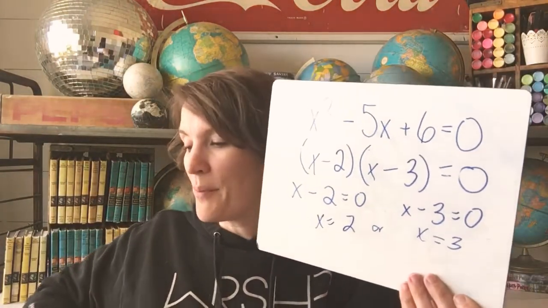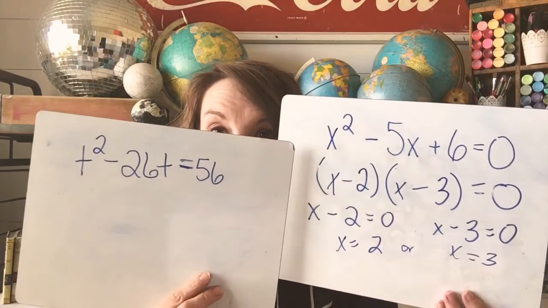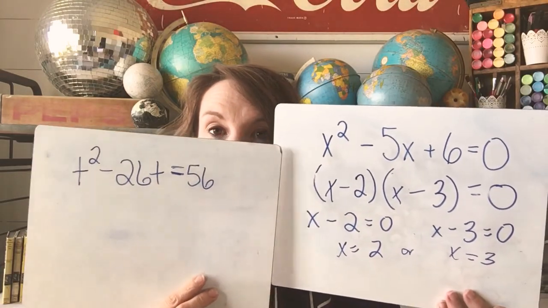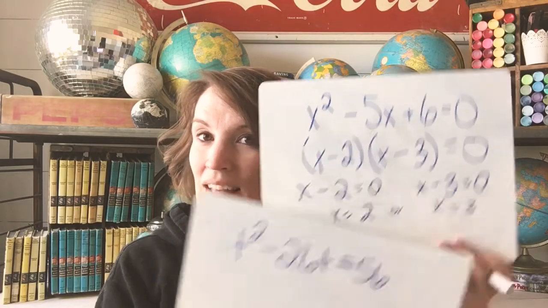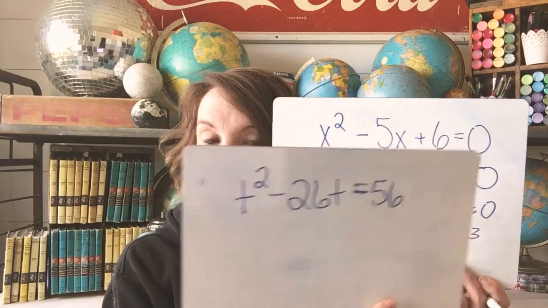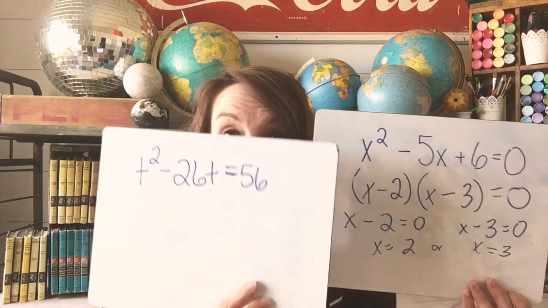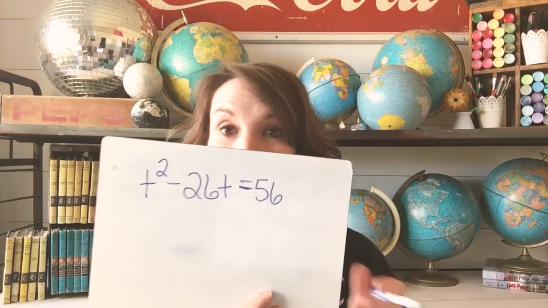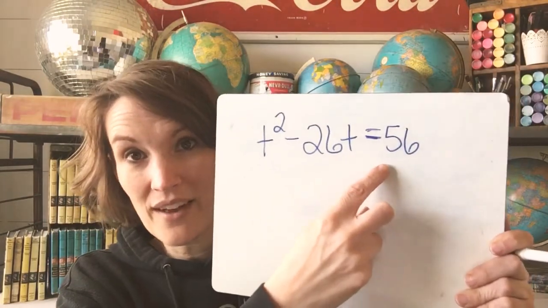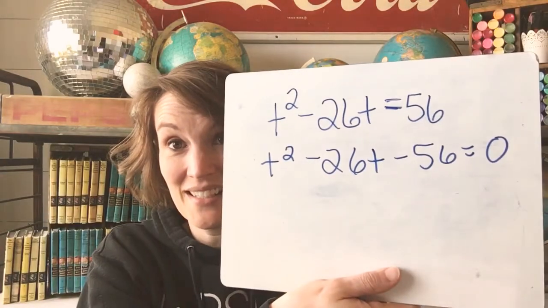Let's look at another problem. Right here, t squared minus 26t equals 56. Now look at this problem versus this problem. What's the difference? This one, everybody's all on the same side and it's equal to 0. This one, it isn't. We want to make this look like this. We want everybody to be equal to 0. So how do I accomplish that? Well, if I just move the 56 over by subtraction, it will be gone and everybody will be equal to 0 because there won't be anything left on that side.